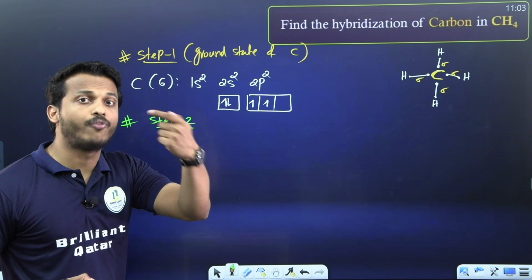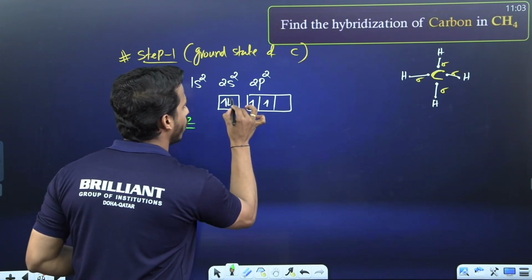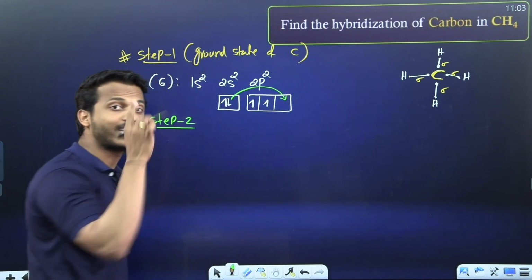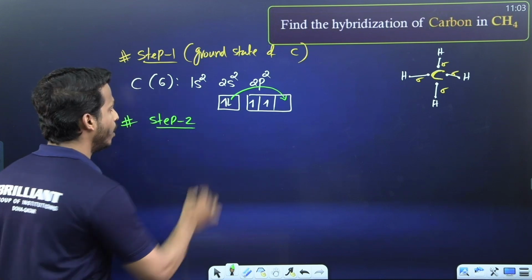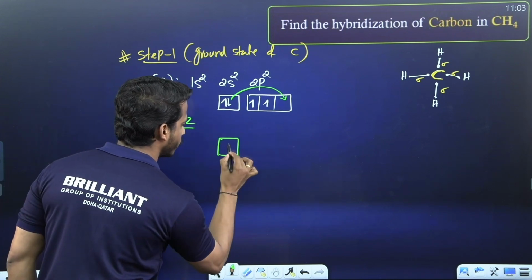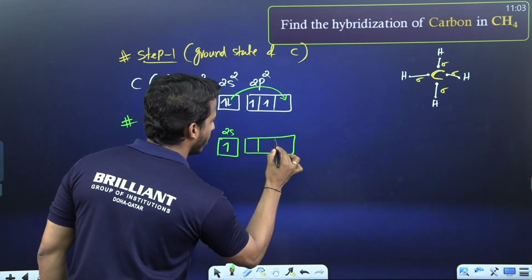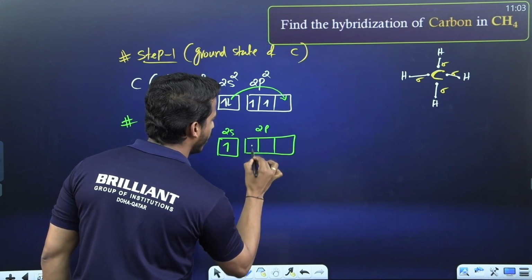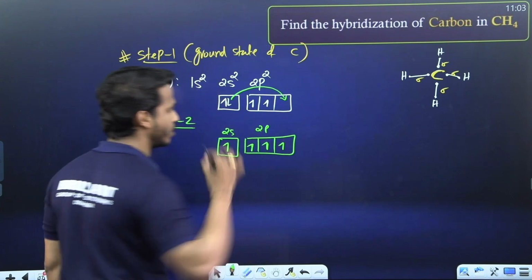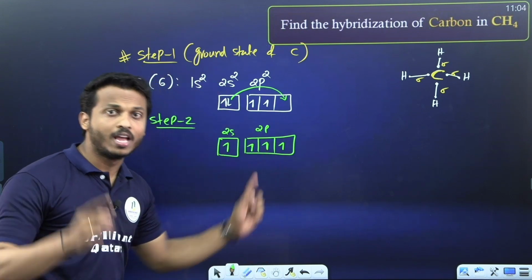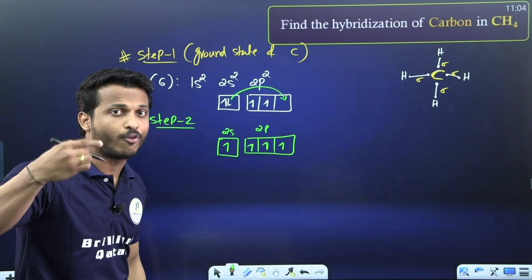How can you make it 4? Excite 1 electron from 2s to 2p. So the excited state is required. From 2s, 1 electron is transferred, then we have 2p with a total of 3 electrons now. Now do you have 4 unpaired electrons? Once again, how do you make 4 unpaired electrons?